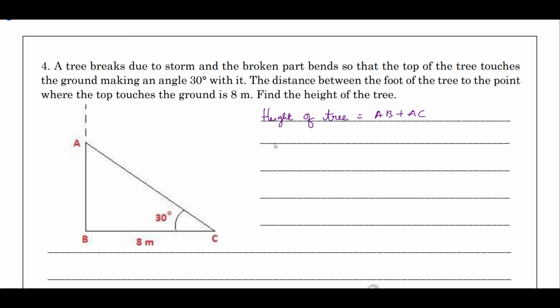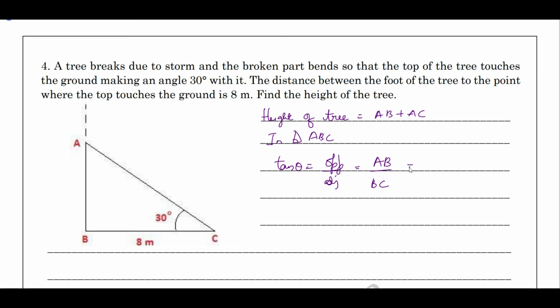In right angle triangle ABC, tan theta equals opposite by adjacent. Students, you can write little statements. As it carries 4 marks, you can use statements to express. Opposite is what? AB. Adjacent is BC.